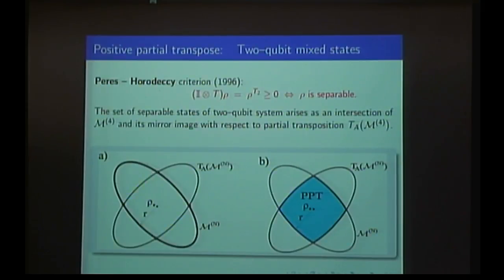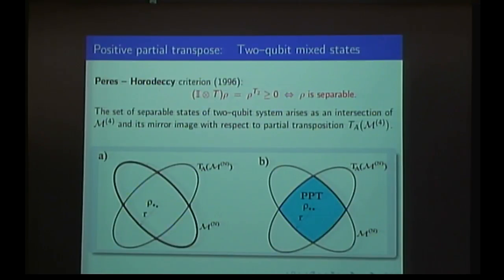So the criterion is the following. T here is a transposition, and one tensor T is partial transposition. It means I have 2 objects, and in one subspace I make a transposition, I do not touch the other. It seems innocent in mathematics on the blackboard, but you cannot realize it in the real world. However, on the blackboard it is easy to be done, and then the theorem says that I define this by partial transpose, T2, because I perform transposition on the second subsystem, and the statement is that for a 2 qubit system, if this partially transposed matrix is positive, then the state is separable.